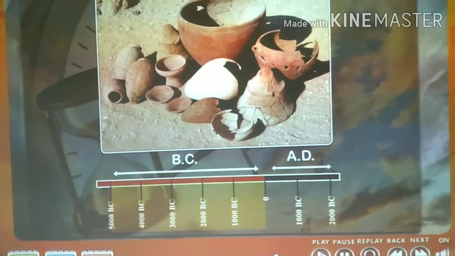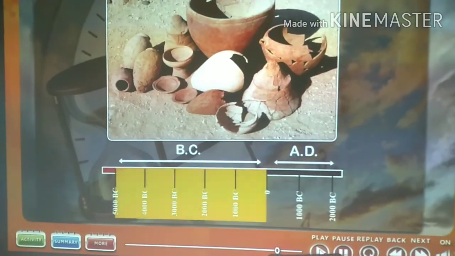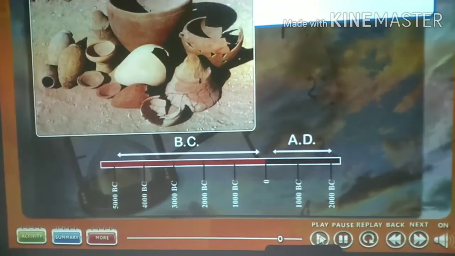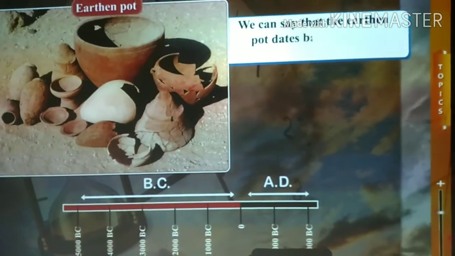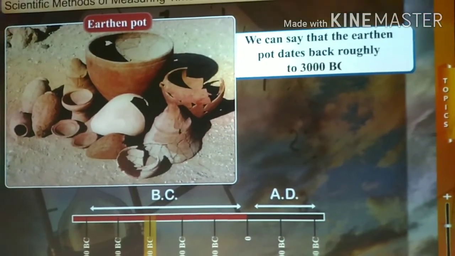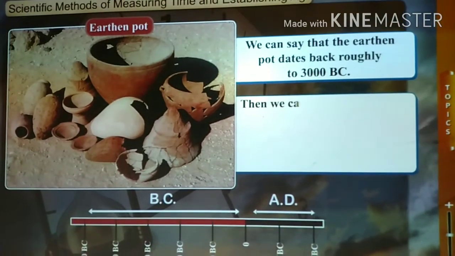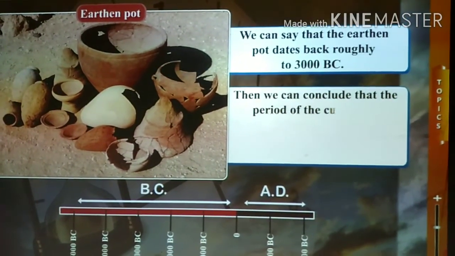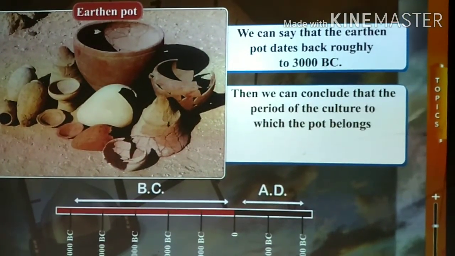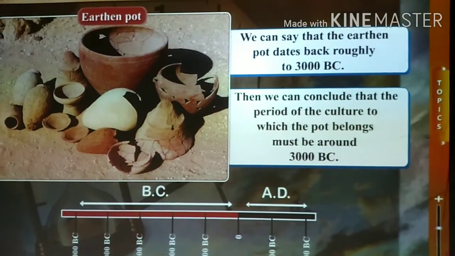For example, if an earthen pot is estimated to be 5,000 years old with the help of dating techniques, we can say that the earthen pot dates back roughly to 3000 BC. Then we can conclude that the period of the culture to which the pot belongs must be around 3000 BC.